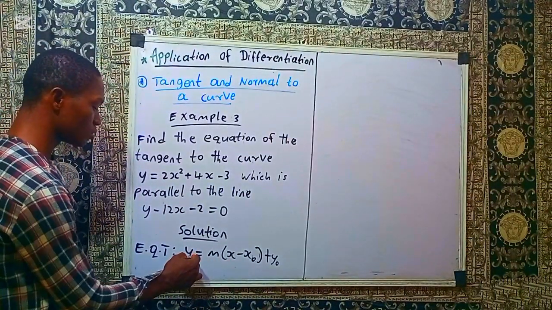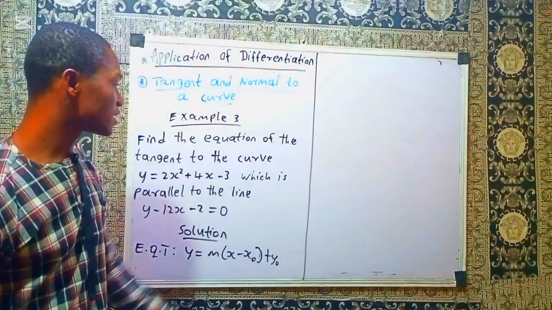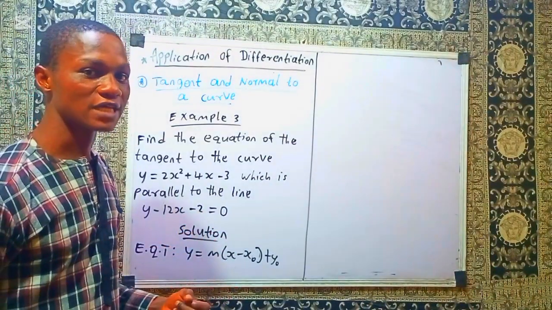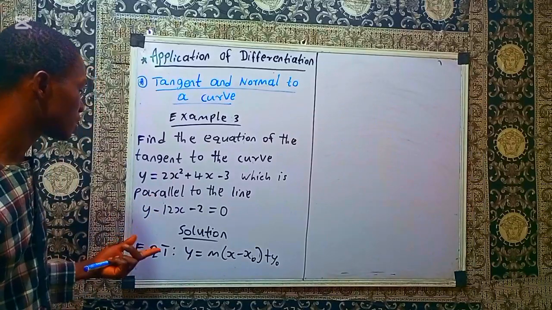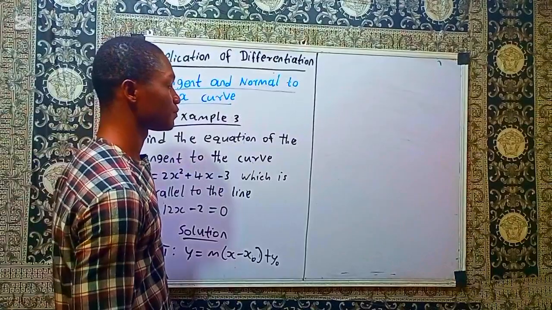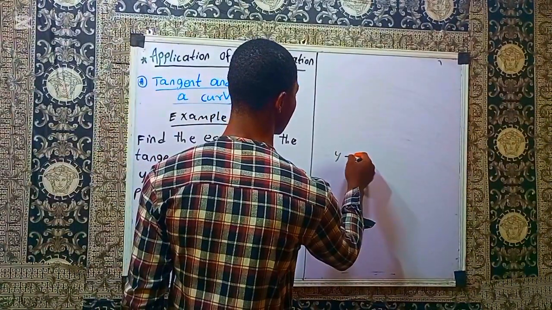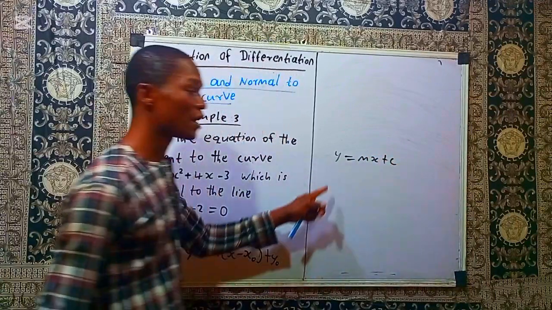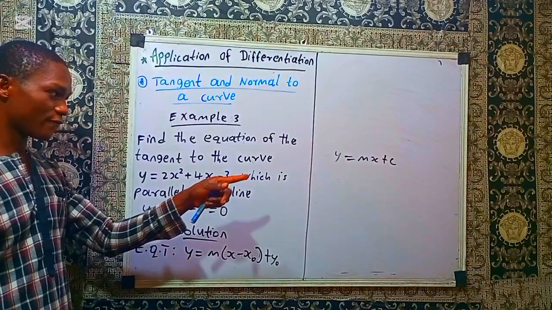Your work is to get this m, and you must know the point at which you are finding the equation of tangent. But in this question, the point at which you are finding the equation of tangent is not given. But we have little information that the tangent is parallel to this straight line. So we know that the proper way of equation of straight line is what? y is equals to mx plus c. This is how equation of straight line looks like. So this straight line here, we are going to put it in that form.